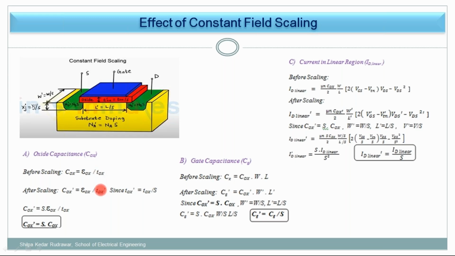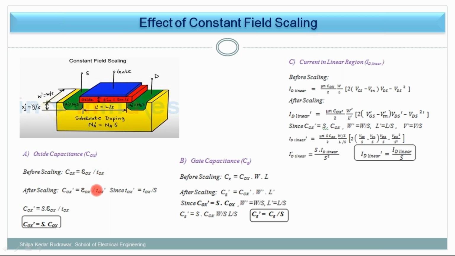Okay. After scale down, what is the Tox? That is Tox dash. And what is that value of Tox dash? That is Tox by S. So we have scaled down Tox by S. So if I want to scale down, after scale down, what is the value of Cox? Before scale down, it is Cox, but after scale down, it will be Cox dash. The equation is the same. Just while calculating Cox dash, you need to put Tox dash.